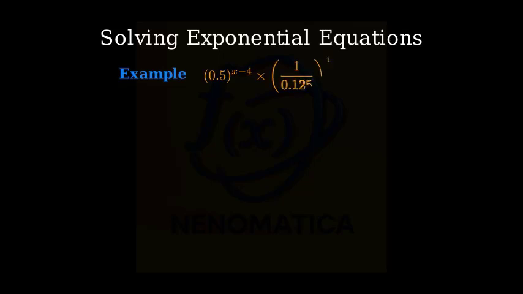Let's look at our example. We need to solve the equation 0.5 raised to the power of x minus 4, multiplied by 1 over 0.125 raised to the power of 4 minus x equals 0.25 squared.